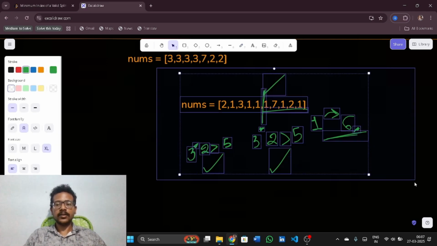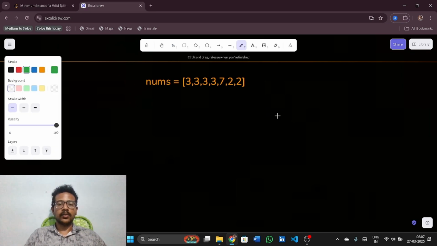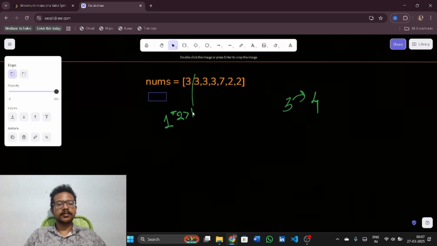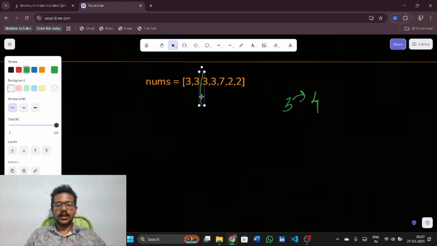Now what if I don't have any valid split? Here 3 is appearing the maximum number of times and the maximum frequency is 4. So if I take a split here, I have 1 into 2 greater than 1? No. So let me skip this part. Now I have 2 times 3 here, 2 into 2.